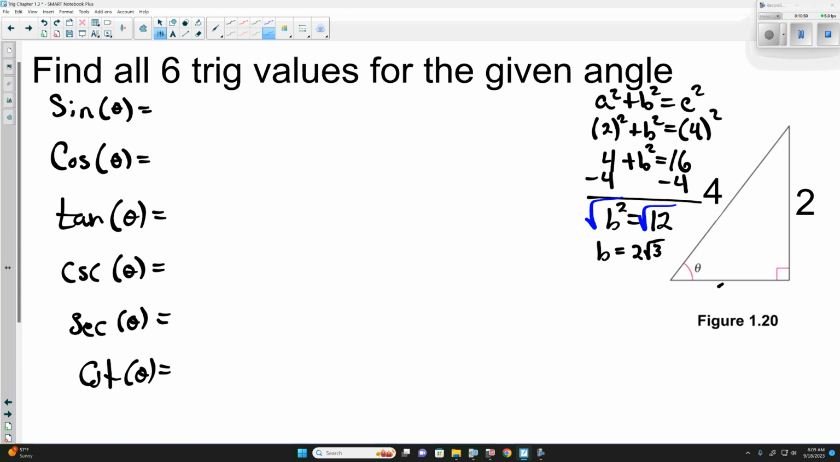Now we don't include the plus or minus because normally we would. We would say plus or minus 2 square roots of 3. But because we're talking about a length, a distance, it can't be negative. Questions on any of this here?